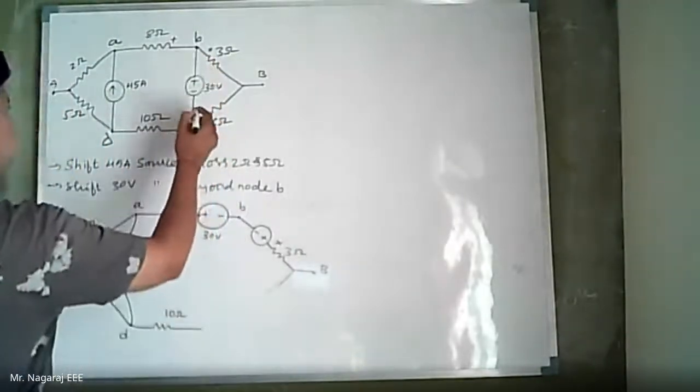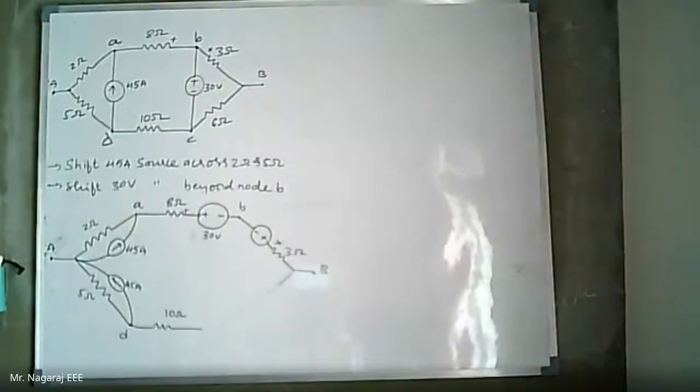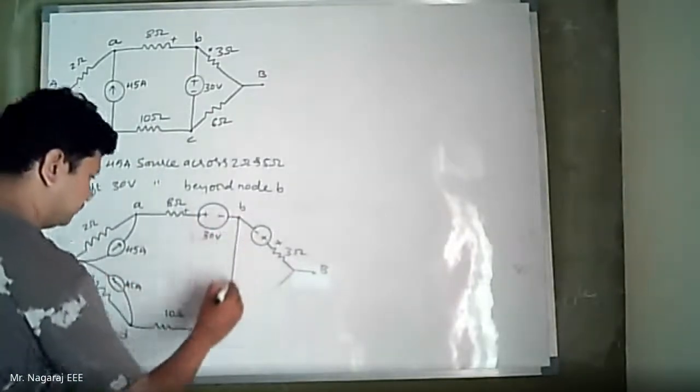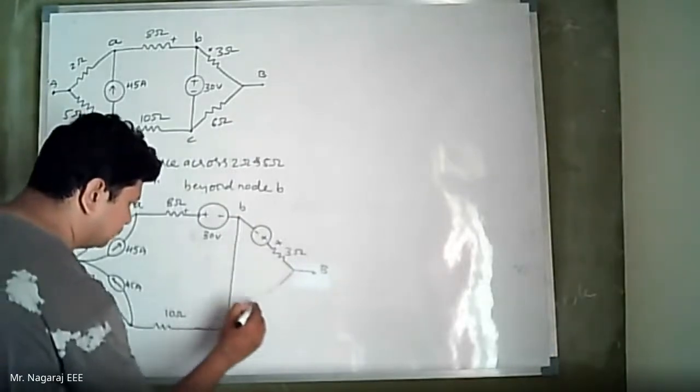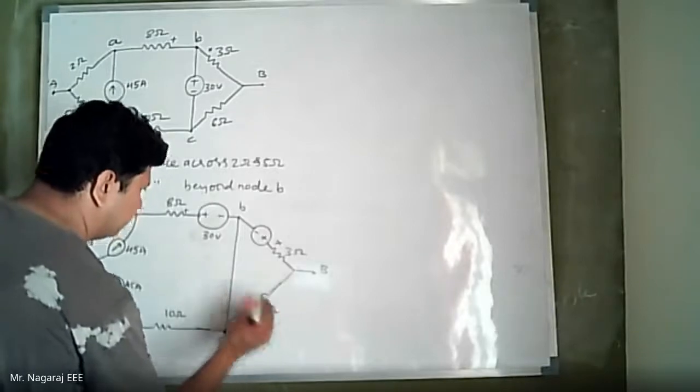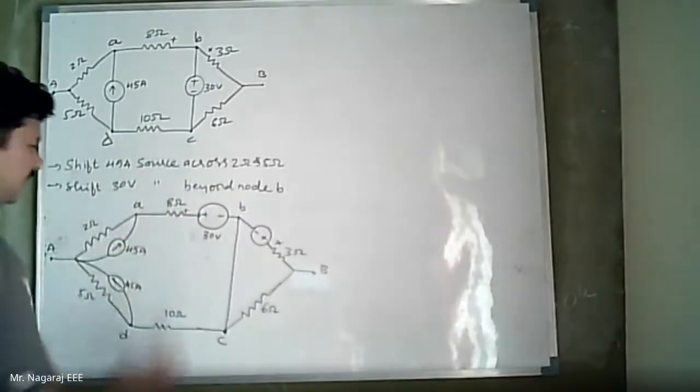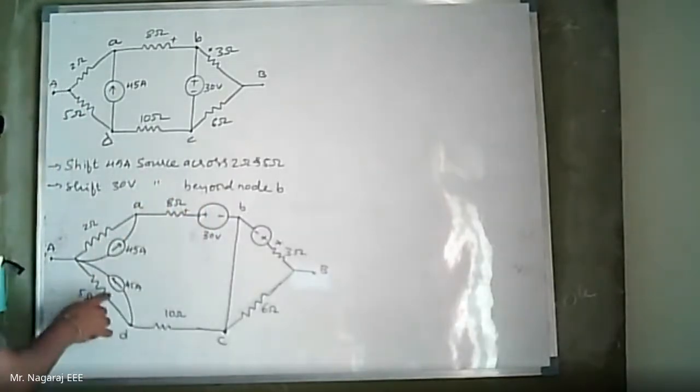Now the branch which is containing the voltage source originally should be replaced by short circuit. It is replaced by short circuit now. Okay. So now I can convert 2 ohm 45 amps into voltage source, 5 ohm 45 amps into voltage source, which will come in series with 8 ohm 30 volts voltage source, and this will come in series with 10 ohm resistance.